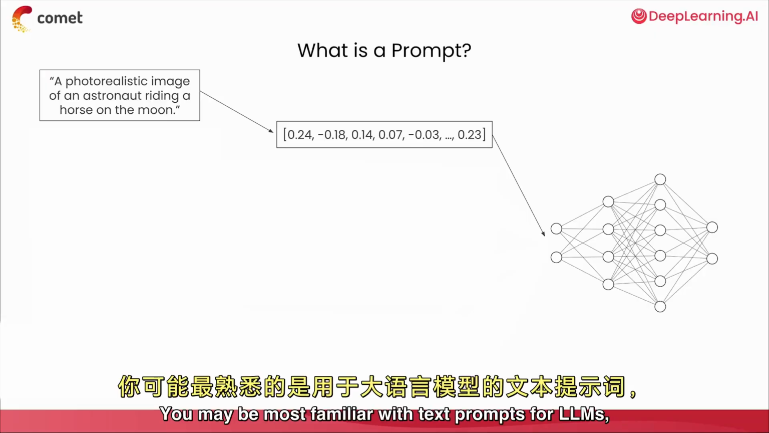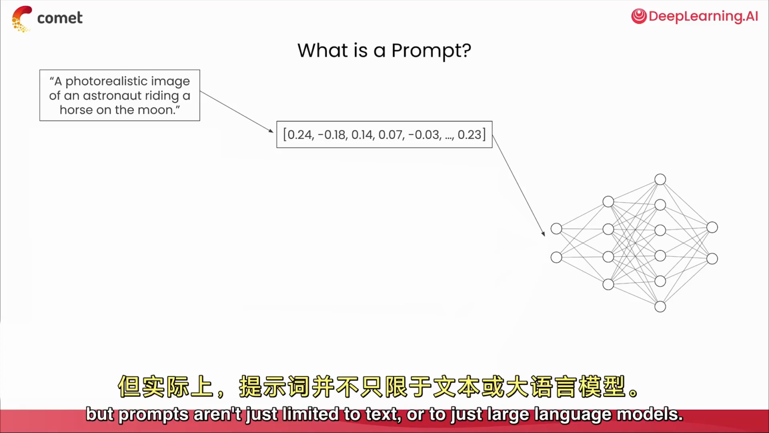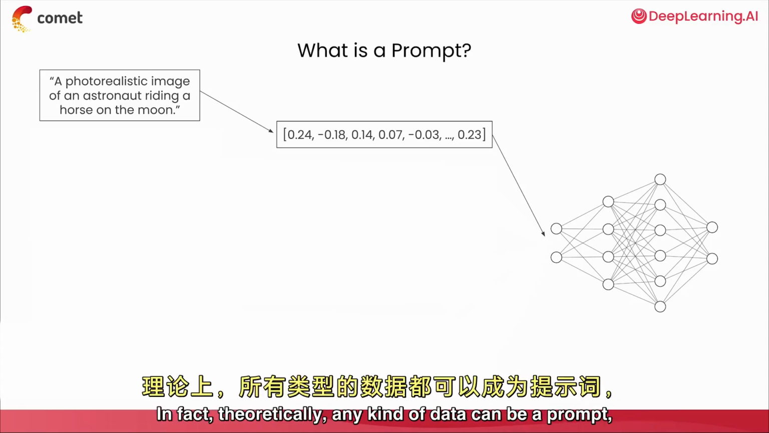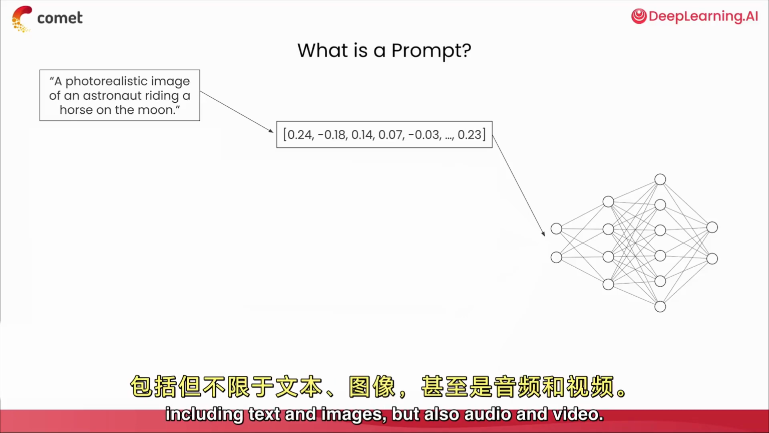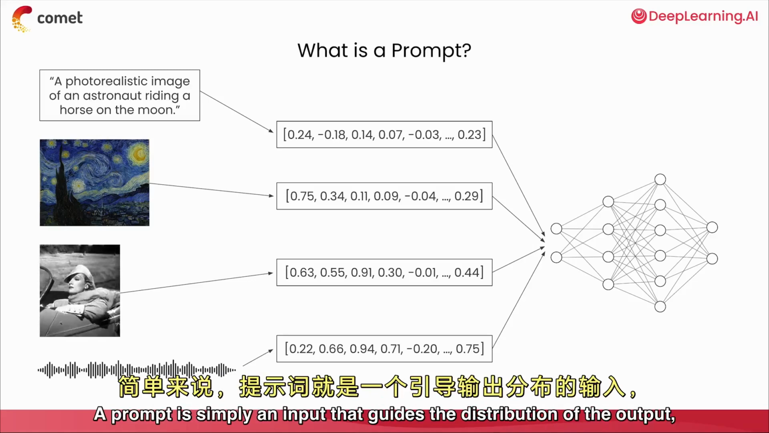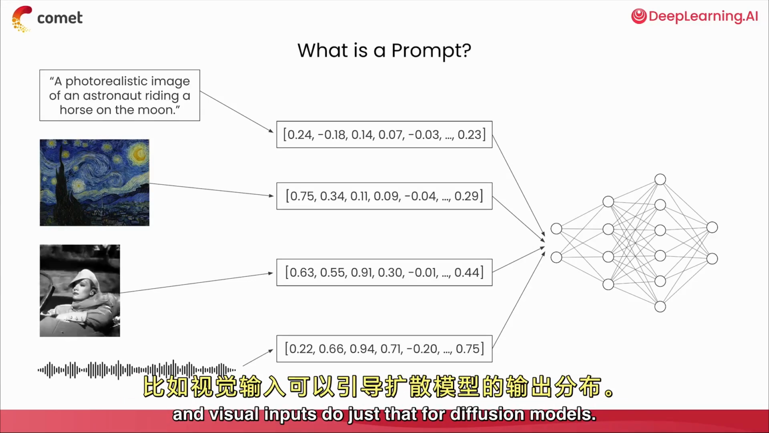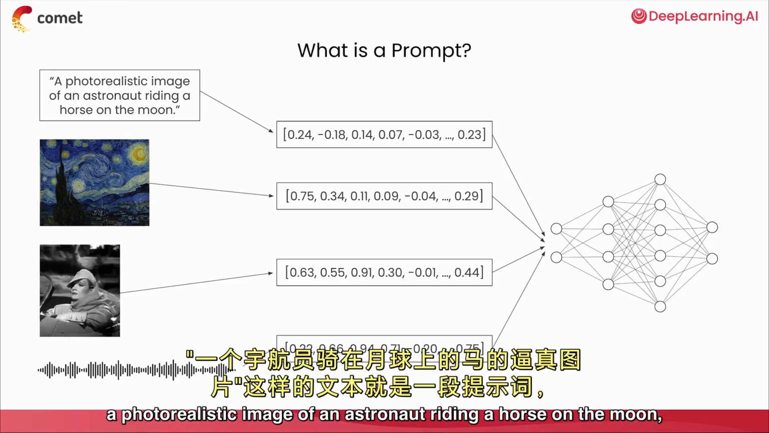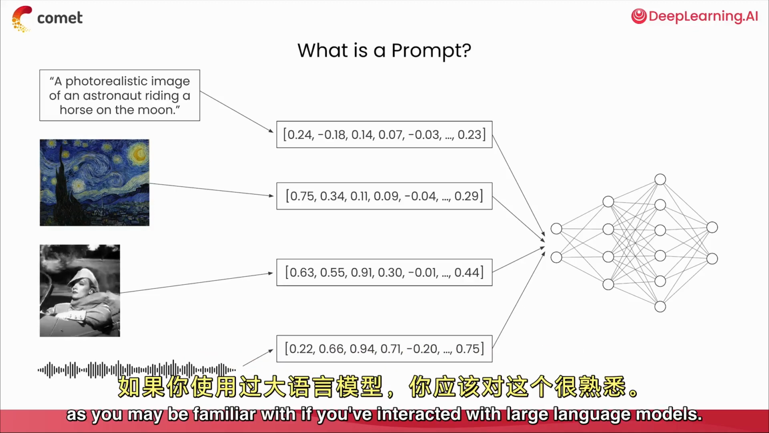You may be most familiar with text prompts for LLMs, but prompts aren't just limited to text or to just large language models. In fact, theoretically, any kind of data can be a prompt, including text and images, but also audio and video. A prompt is simply an input that guides the distribution of the output. And visual inputs do just that for diffusion models. So the text here, a photorealistic image of an astronaut riding a horse on the moon, is a prompt, as you may be familiar with if you've interacted with large language models.